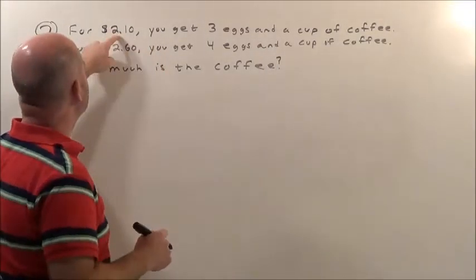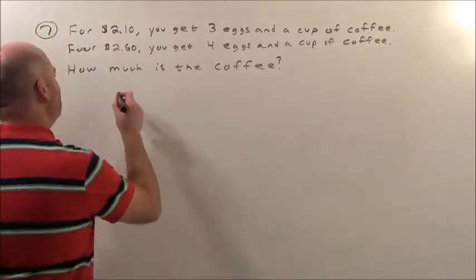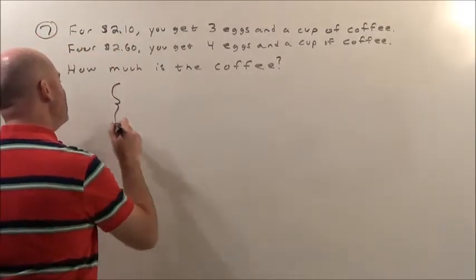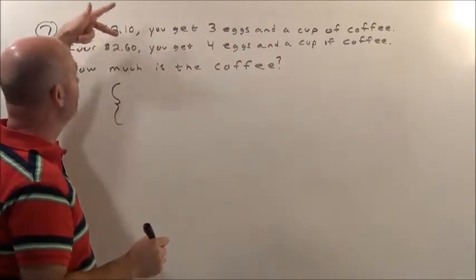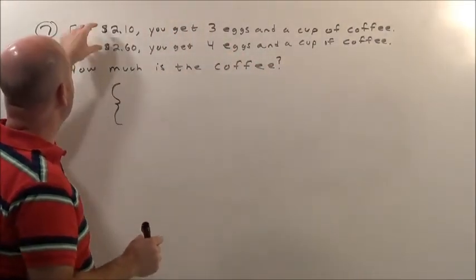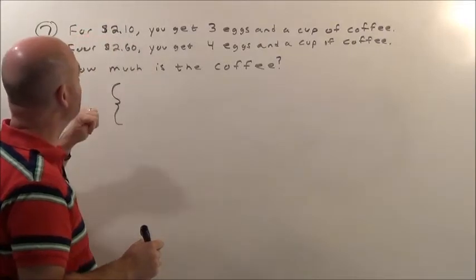So I'm going to get an equation from this one and an equation from this one. Let's see what two equations we have. We have two unknowns, eggs and coffee. And then we have two prices, that's how much it costs, and we have two equations.